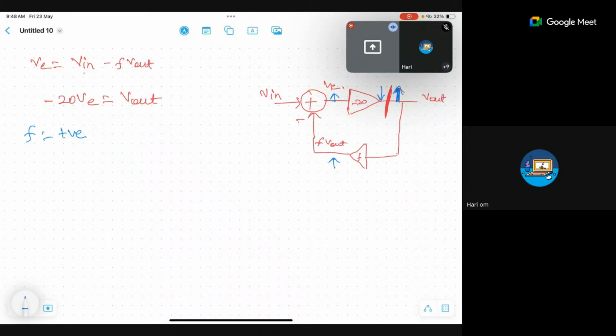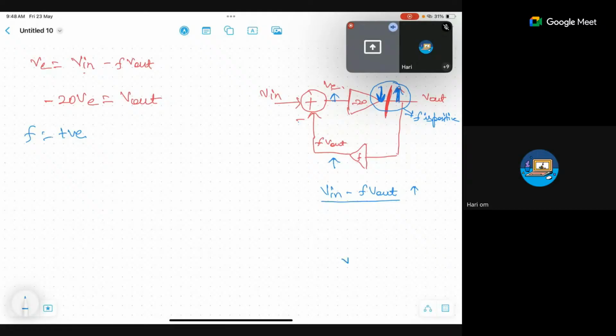So that means we are getting a 180-degree phase shift if F is positive. But that is all dependent on V in minus F times V out. If this V in minus F times V out is positive, then we are getting a negative output here.